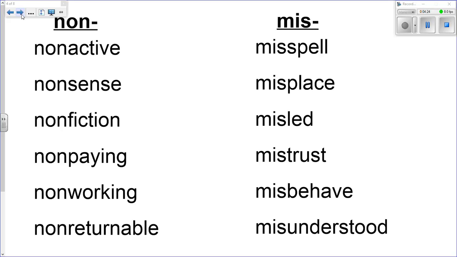Who would share the second word's meaning? So non-active is not active, nonsense is no sense, non-fiction is not fiction, meaning it's real. Non-paying means not paying, non-working means not working, and non-returnable means not returnable. The prefix miss usually means something is wrong or incorrect. So misspell is to spell incorrectly, misplace is to leave it in the wrong place, misled is to be led in the wrong direction, mistrust is to not trust, misbehave is to not behave, and misunderstood is to not understand correctly.